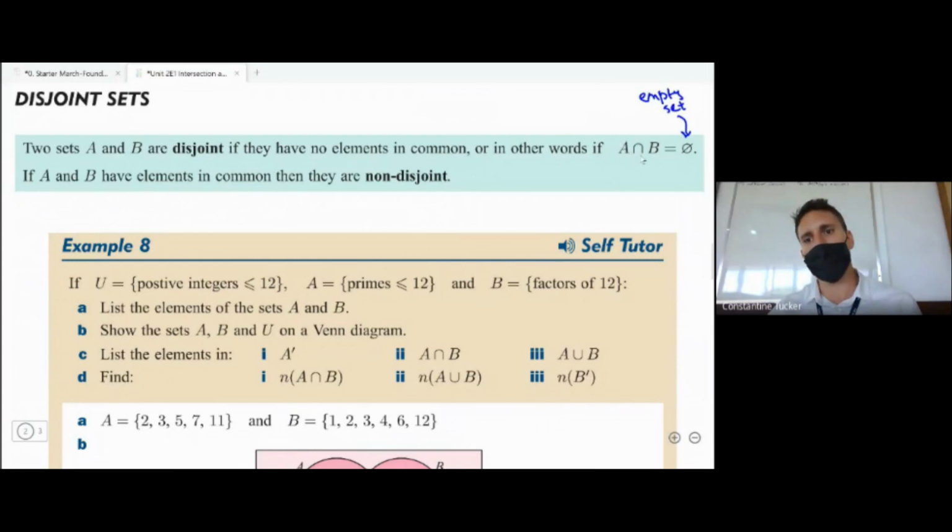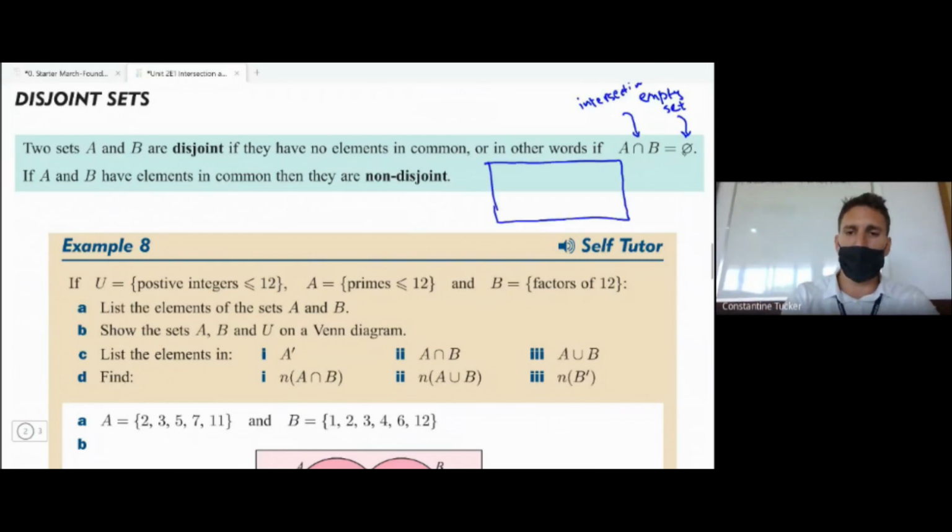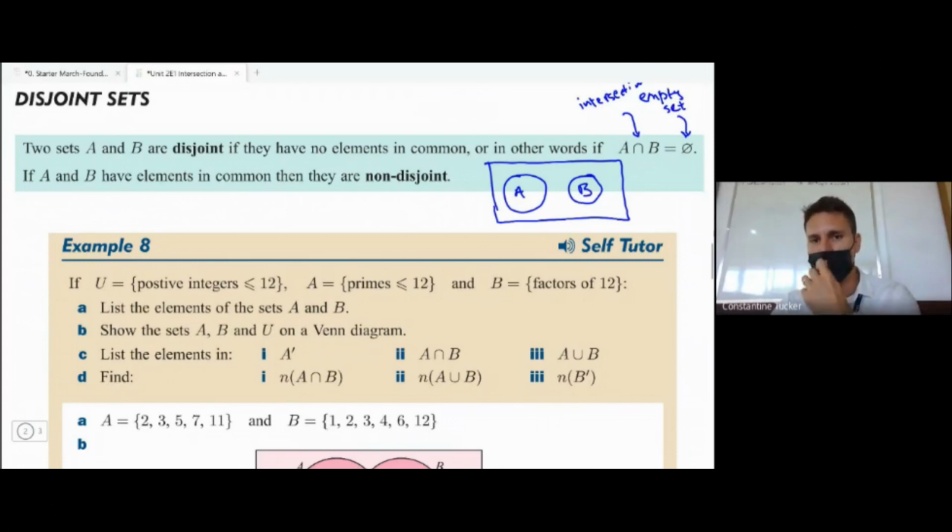So the intersection between A and B is the empty set. Let's just remember that this symbol here means the intersection. So basically, what are we saying in terms of a Venn diagram? If I were to sketch this, it would mean that if I were to put the set A in here and set B in here, they would have absolutely no common elements. So you can imagine they sit far away from each other. They've got nothing in common. Okay, disjoint.